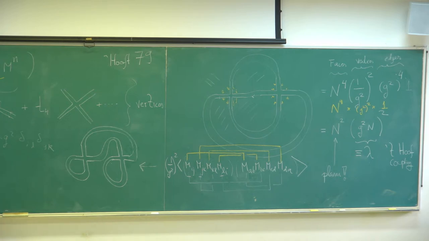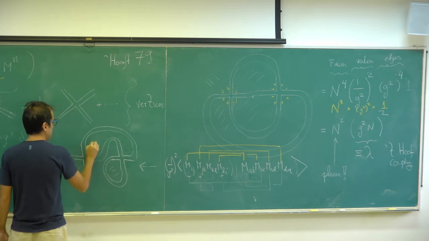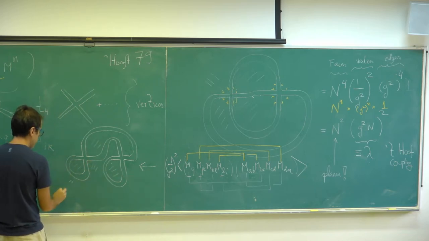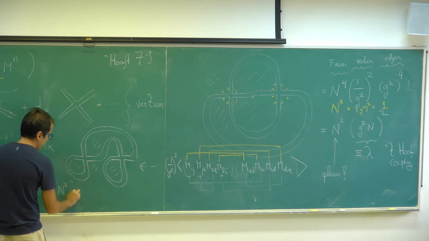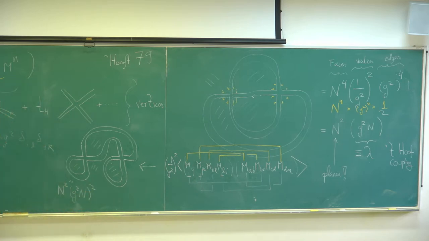And let's see that it is the same as before. And it is, because this graph has 1, 2, 3, 4 faces. So it contributes in the same way as the other graph we had before, which is n squared g squared n squared. Exactly the same counting as before.